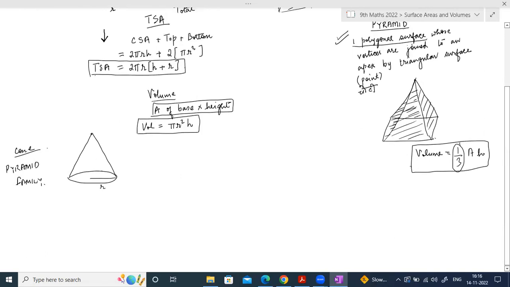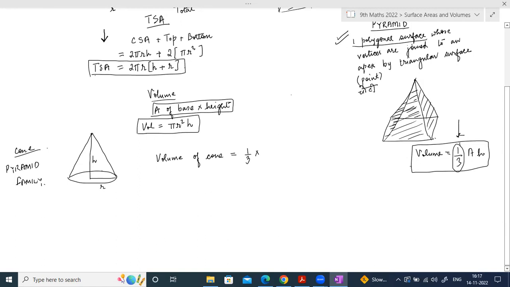So if this is radius, this is height, can you tell me what will be the volume formula of a cone? Use this formula. You don't need to remember anything. You already know what is the area of the base. You already know what is the height. Multiply that by 1 by 3.